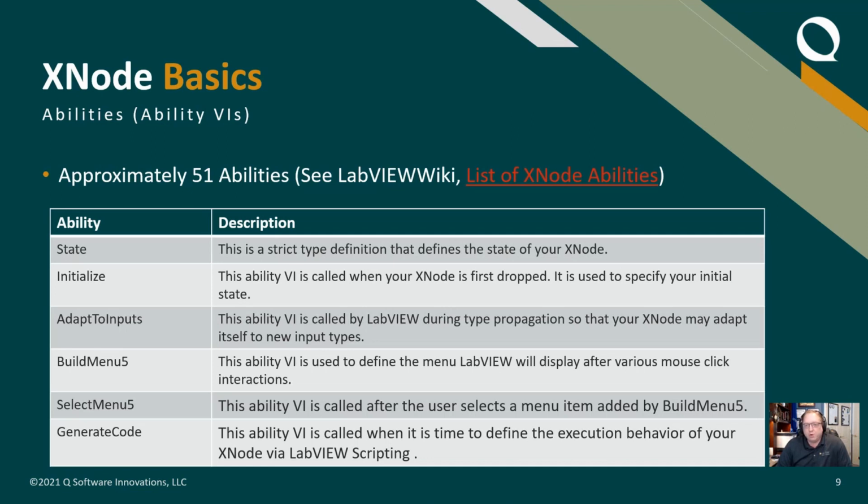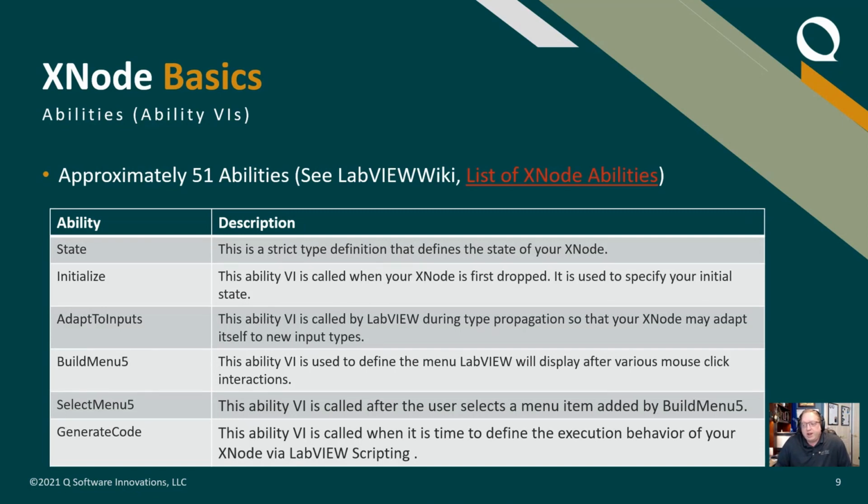Adapt to inputs is an important one. That's what happens when you wire something into it, if you want it to change the way that it reacts based on how you wired into it. The build menu is what happens when you right click on it. You can have it build a menu on the fly and do special stuff. And then select menu is the corollary to that, where after you make a selection, that's the code that is fired after or based on the selection of the menu.